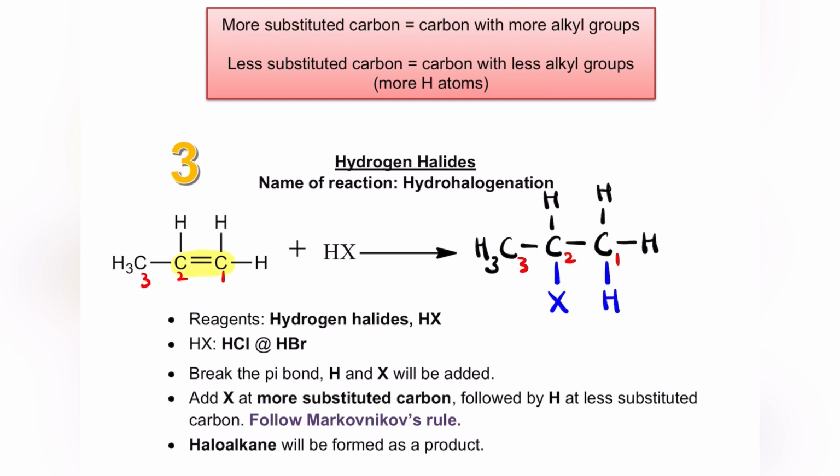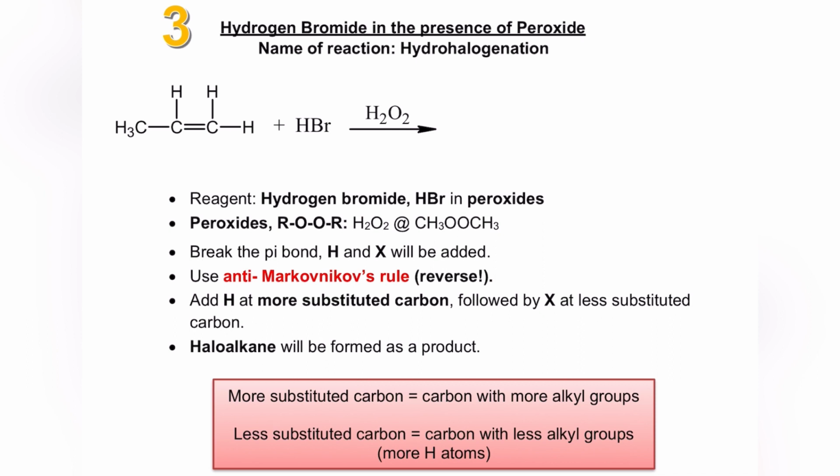So, HX ni datang daripada hydrogen halide. So, you got your product which is haloalkane. So, ini kita panggil sebagai haloalkane. Dalam alkane ada halogen. Next, masih lagi reaction yang sama, hydrohalogenation. Cuma, kita hanya gunakan reagent hydrogen bromide in peroxide. So, peroxide ni boleh jadi ROOR, iaitu R ni alkyl group ataupun hydrogen.